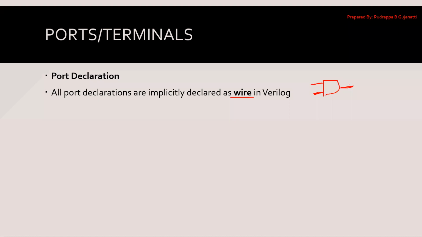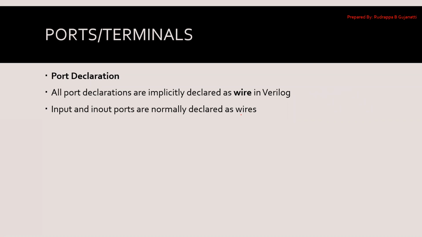Now, another thing to remember is that wires do not hold the value. But if you want to hold a value, then the data type has to be changed to the reg data type, register data type. That is again dependent. It is generally used for the output port. So by default, the implicit declaration is wire.